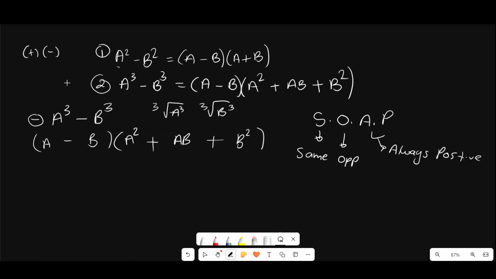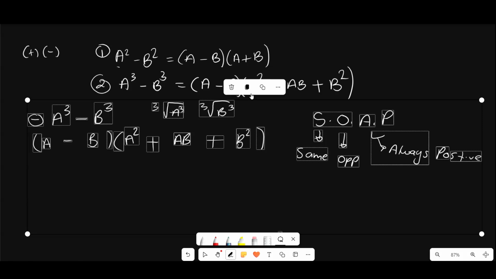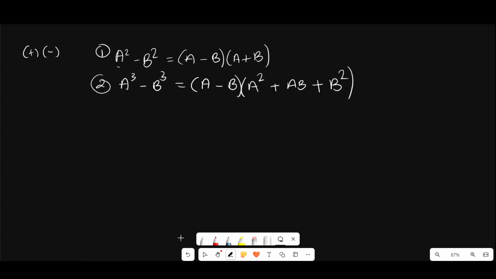Similarly with the sum of cubes, you do the same thing. You use the SOAP method. Let's look at an example of that.